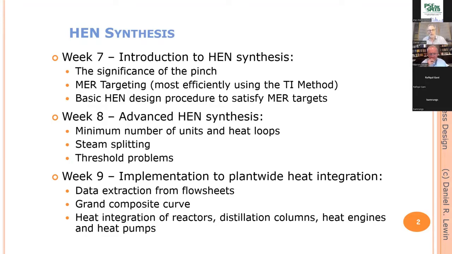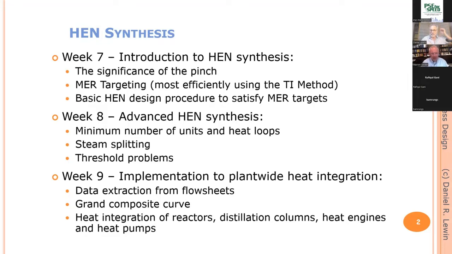In the second week, we move to advanced HEN synthesis. So they have to learn about the idea of what is the minimum number of units that you can design for a heat exchanger network. And that brings naturally to the idea of heat loops and how to break them and the cost of breaking them. We teach how to stream split, how to make stream split design meet essentially both the MER target and the minimum number of unit target. And we cover threshold problems.